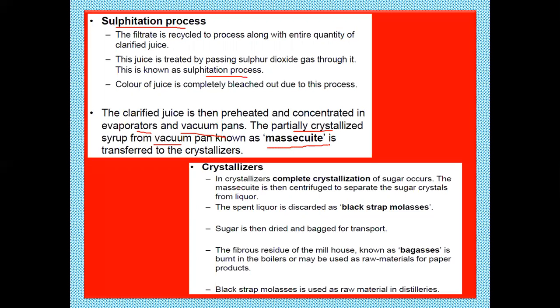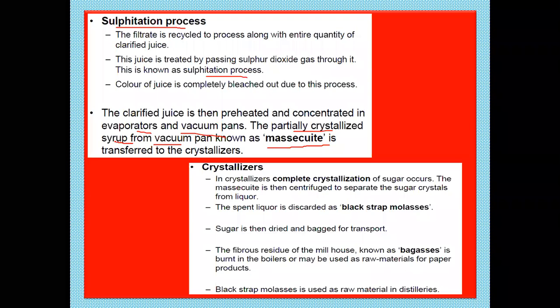Once the color is completely bleached out, the clarified juice is preheated. So we preheat it again and it is concentrated in the evaporators and vacuum pans. So once this process is done, what happens? The liquid becomes pasty in form, like a pakam. Once it becomes like a pakam, the partially syrup, that is a pakam.